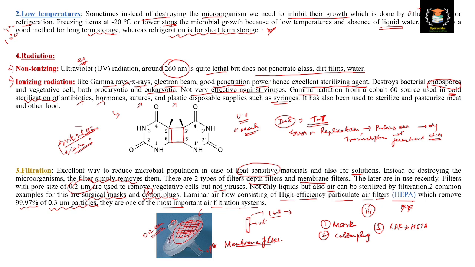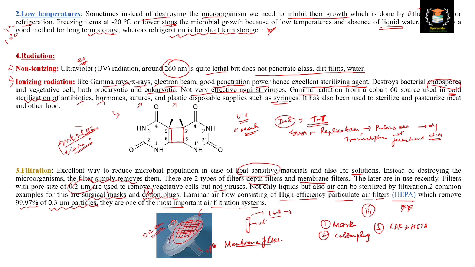Okay. Next is radiation. There are two types: non-ionizing and ionizing radiations. The ionizing radiations are used in food companies and pharmaceutical companies, for cold sterilization, etc. Next, there is filtration, generally a good method when you have a solution to sterilize which is heat sensitive. There are two types: membrane filters and depth filters.